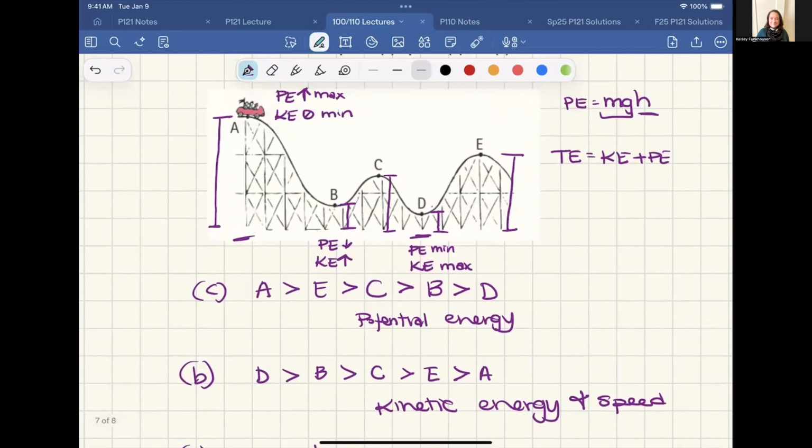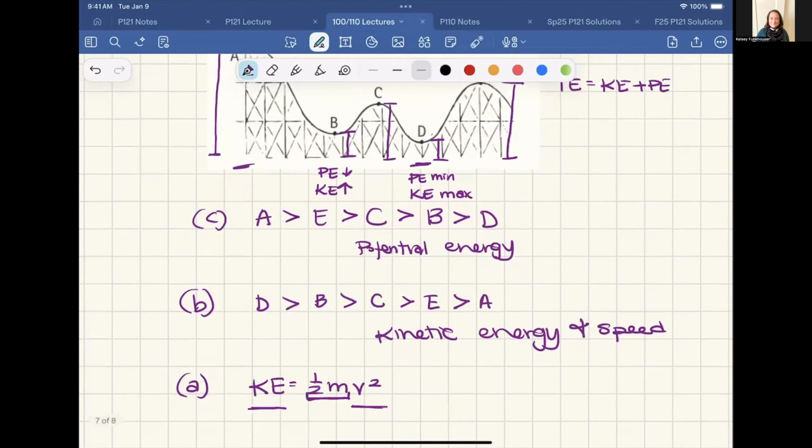So let's take a look at that. We have the least speed at the start, also because it says it starts from rest. And then we have a whole bunch of speed at B, and then we slow down some when we go to C. And then we speed up the most at D, and then we're slower again at E. That's our ranking. I hope that makes some sense.